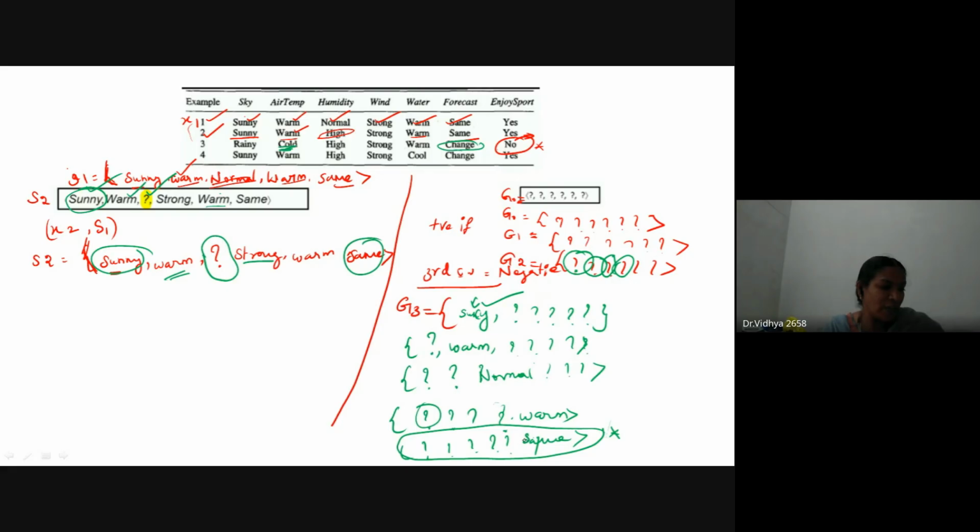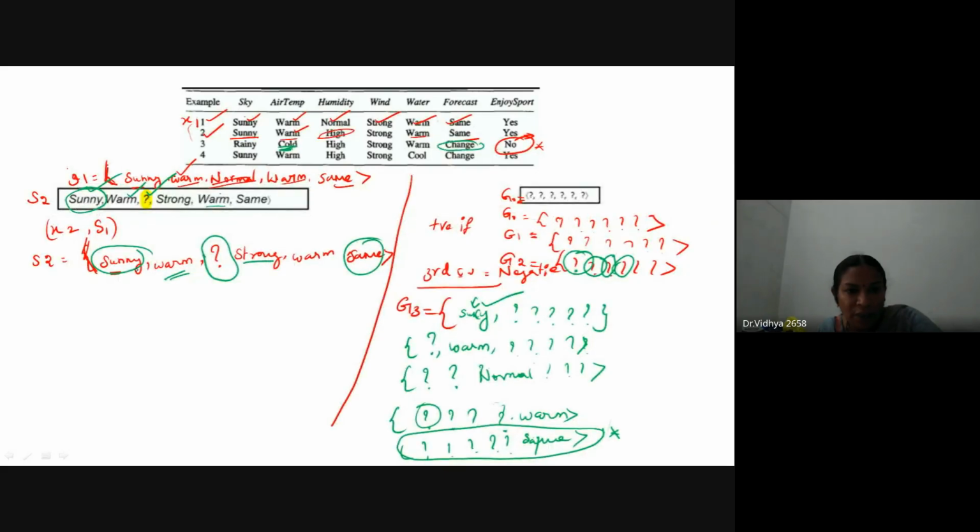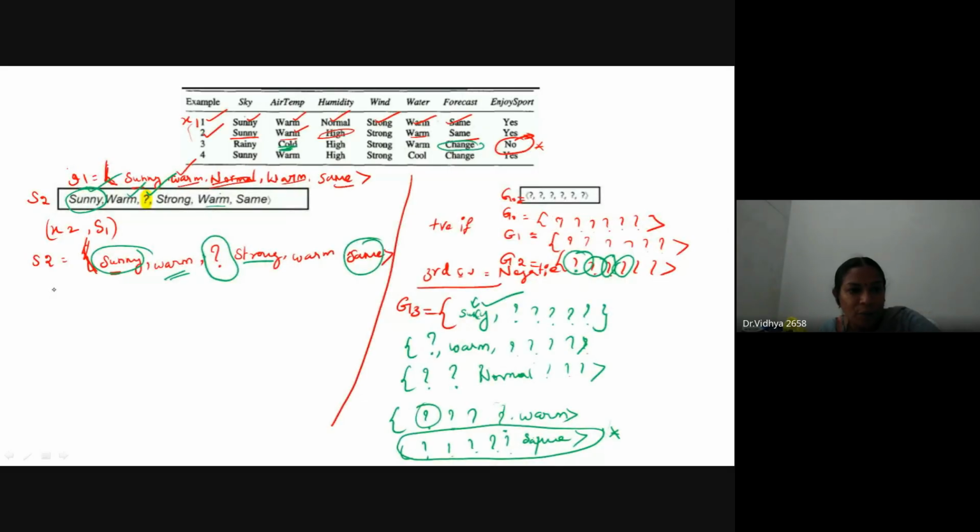So now what will happen? S3 we have done, I think, and we are calculating S4, and in the same manner we will be calculating S3 and also S4. So here for S3 we have to give the inputs like this.